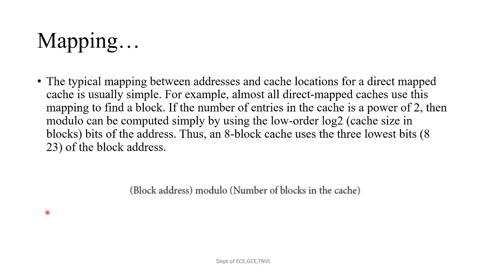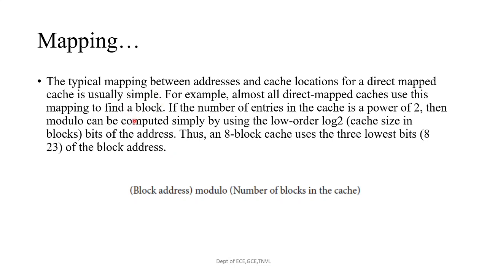So this is how we are going to map the address of the memory to the address of the cache, and this is the flow for direct mapping. The typical mapping between the addresses and cache locations for a direct mapped cache is usually simple. For example, almost all direct mapped caches use this mapping to find a block. If the number of entries in the cache is a power of 2, then modulo can be computed simply by using the lower order log 2 of cache size in blocks bits of the address. Thus, an 8 block cache uses the 3 lowest bits of the block address.